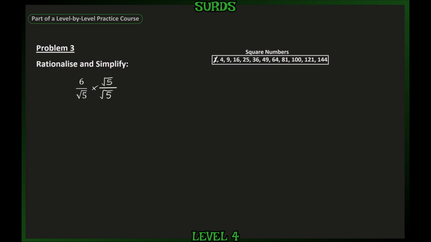our fraction equivalent. So looking at the numerator, we can multiply 6 and root 5 together, and this gives us 6 root 5. On our denominator, we multiply root 5 and root 5 together, and this just gives us 5. Now because 6 and 5 have no common factors greater than 1, this can't be simplified anymore, and 6 root 5 over 5 is our final answer to problem 3.